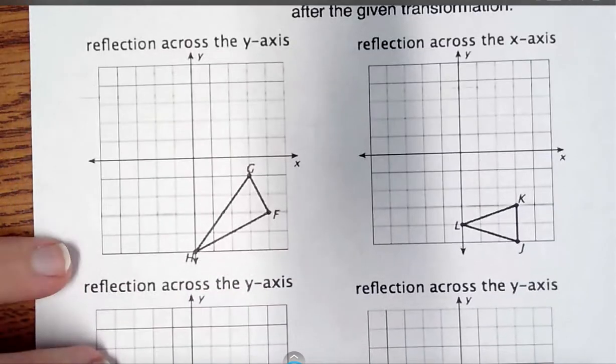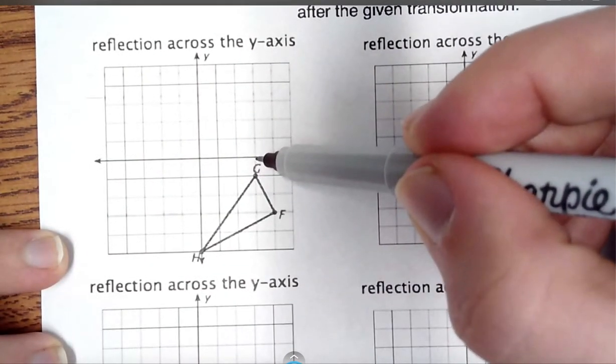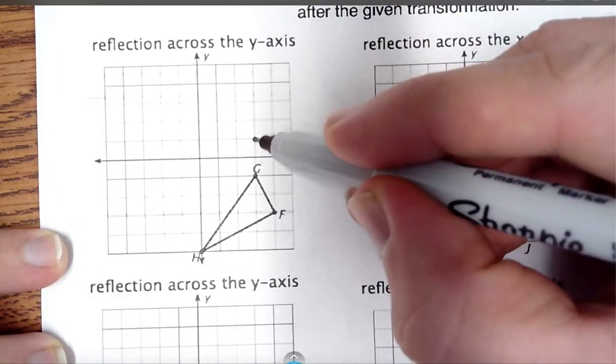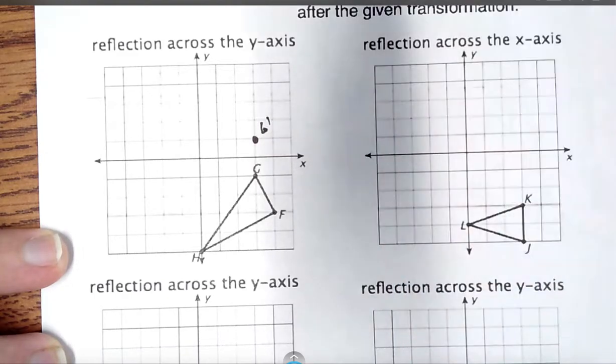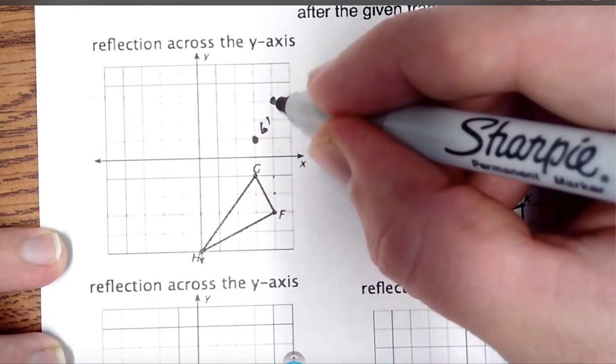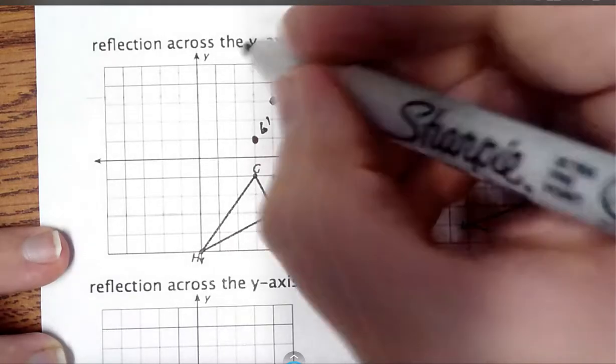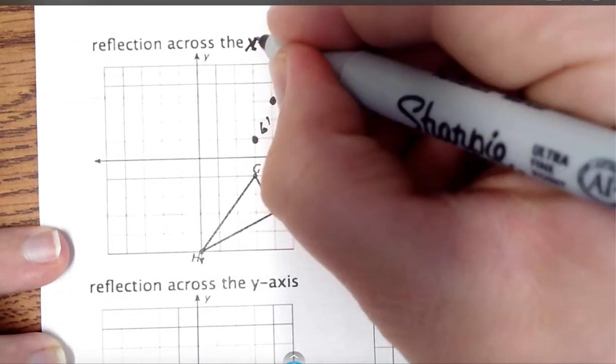Okay, I'm going to do one more reflection over the x-axis. So G, count 1 away from the x-axis, so it should be 1 on the other side. Stay on that same line. G prime. F, 1, 2, 3 away. 1, 2, 3 on the other side. So this would be over the x-axis. We said we are going to do the x-axis.